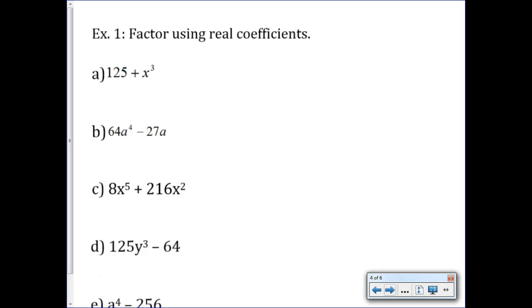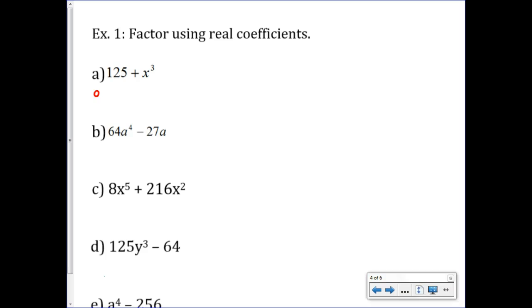So factor using real coefficients. That means we are not going to take it out to the imaginaries at this point. We're factoring using real coefficients. So 125 plus x to the third. That's a sum of cubes.